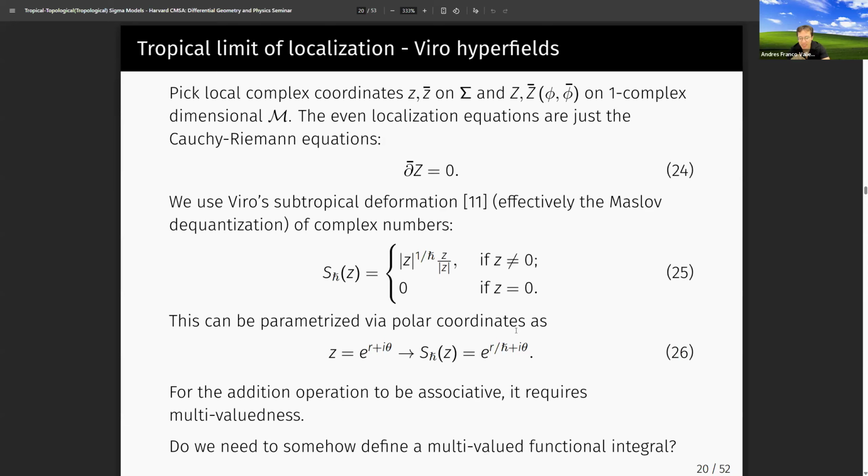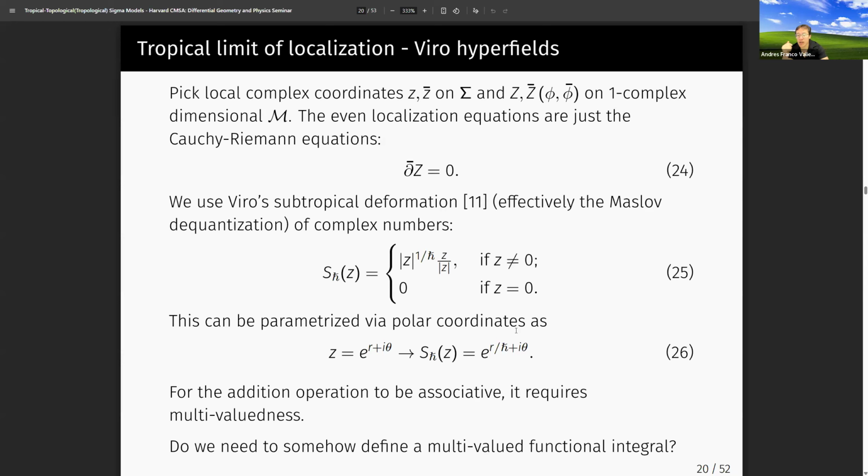find out if you want this operation to be associative, it will require you to accept that these coordinates are actually multi-valued. And so you might end up trying to kill the project at this point, because you might say, well, does that mean we need some sort of weird multi-valued functional integral? Can we make sense out of this?